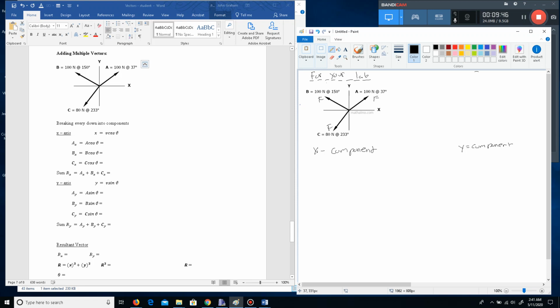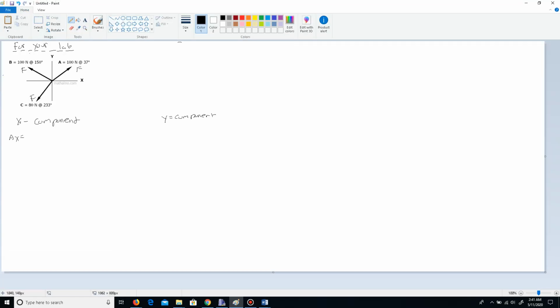So AX is going to be A cosine theta. So here's A. We take A, which is 100 newtons at 37 degrees. I'll write over here. Let me just enlarge this and give me more space too. Alright, so I'll do a y component over here. So this is 37 degrees.